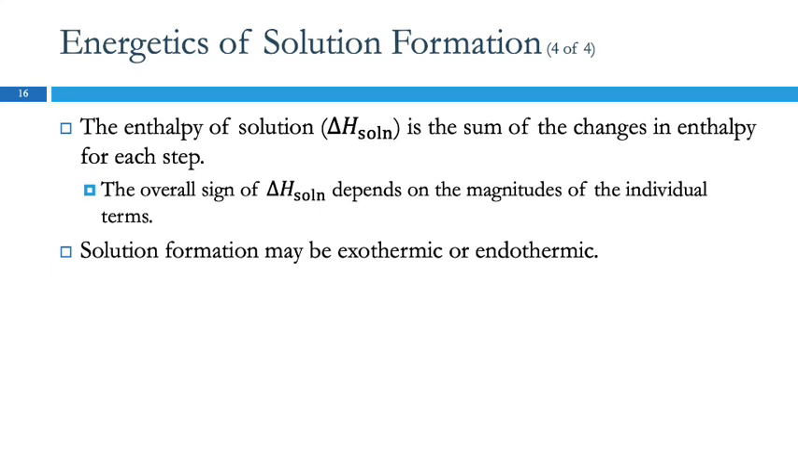There's not a simple relationship between entropy and enthalpy. If you take Chem 1B, you'll learn a lot more about that. So the enthalpy of a solution forming is the sum of all of those changes, those 3 steps. And so the overall sign is going to depend on the magnitudes of those. If all of the positive ones are big and the negative one is small, then overall the sign is going to be positive. But it could also be negative. And so solution formation can be exothermic or endothermic.